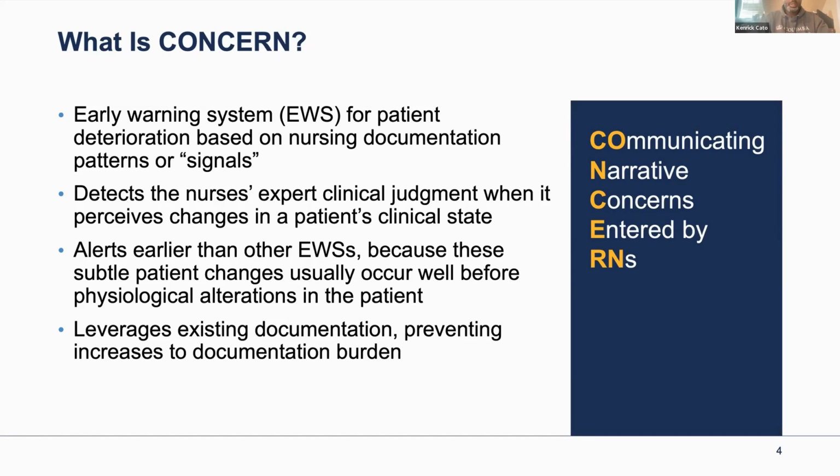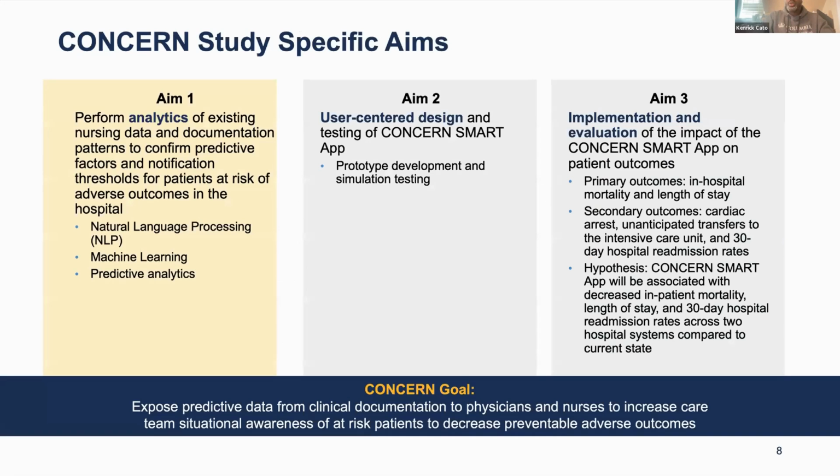And so we use changes in nursing documentation and behavior to predict possible patient deterioration. It's important to point out that we are modeling the clinician and not the patient to achieve this goal. CONCERN is funded by the National Institutes of Health, specifically the National Institute of Nursing Research. It's a multi-site study between Columbia University and Harvard University. And these are roughly the 3 aims of the study over 6 years.